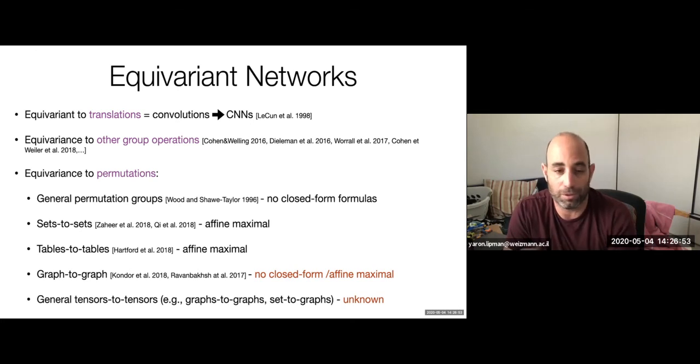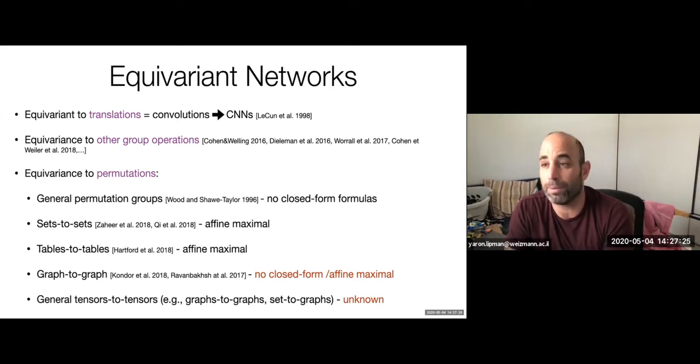The first one that at least we were able to find is like 25 years ago, where people considered arbitrary permutation groups. The problem with arbitrary permutation groups is that it's a huge space. Basically, any finite group can be seen as a subgroup of a permutation group. So as you can expect, this is more of a theoretical paper. There are no closed form or actual formulas, and there's no construction of concrete networks.